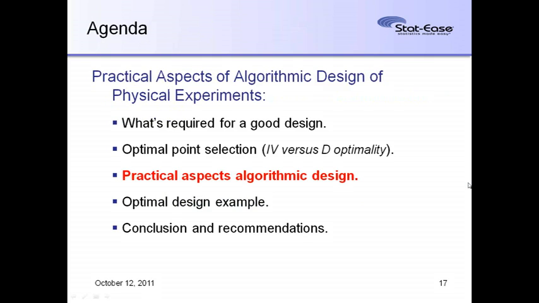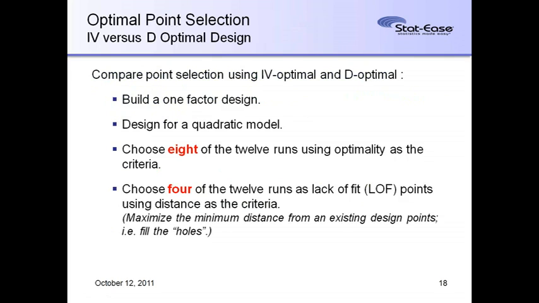So let's talk about some of the practical aspects of algorithmic design. So again, we're going to look at an IV and a D-optimal design. We're going to build a one-factor design for a quadratic, and we looked at picking 12 runs using optimality as the only criteria. This time I'm going to pick 8 runs with the optimality criteria and choose 4 of the runs as lack of fit points using the distance criteria. Remember, the distance criteria is going to put the new points as far away from those model points as possible. We do that by maximizing the minimum distance from an existing design point.